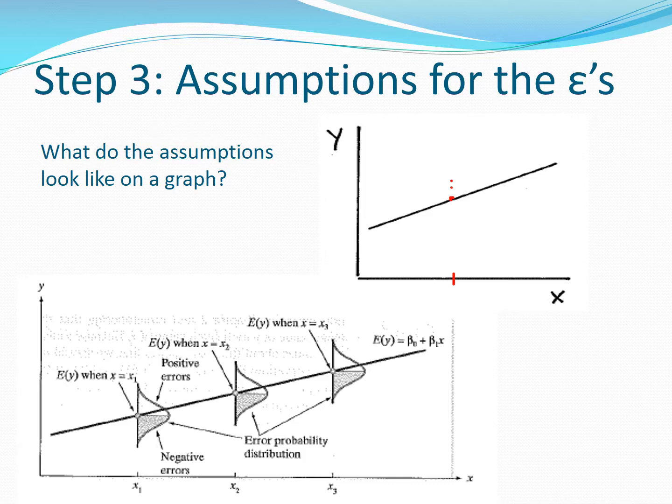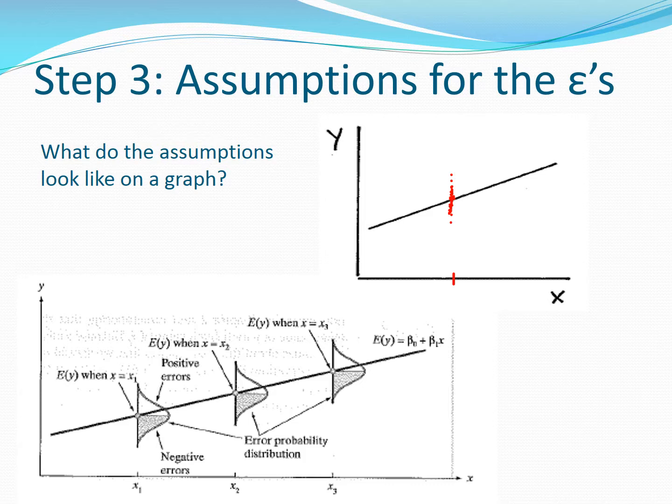Individual sales prices fall around the line. So if I just looked at my 2,000 square foot homes, we'd expect to see values that fell around the line. And our assumptions for the epsilons deal with how those individual values fall around the line. We state the assumptions on the epsilons, but really it's talking about where the y's fall. And so here's the idea. If this is the average price of all 2,000 square foot homes, wouldn't you expect to see more of the homes closer to the mean than further away?